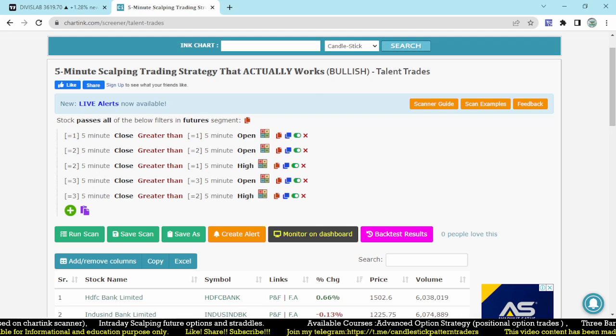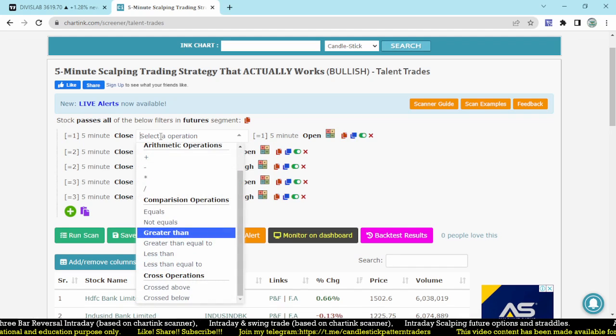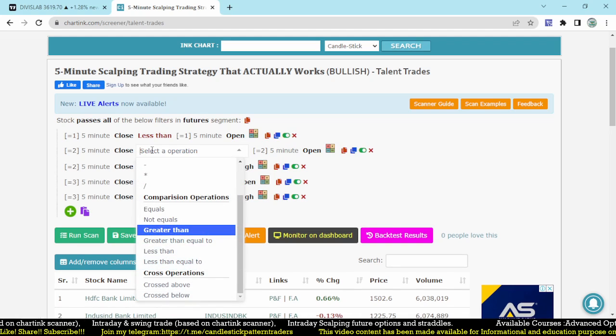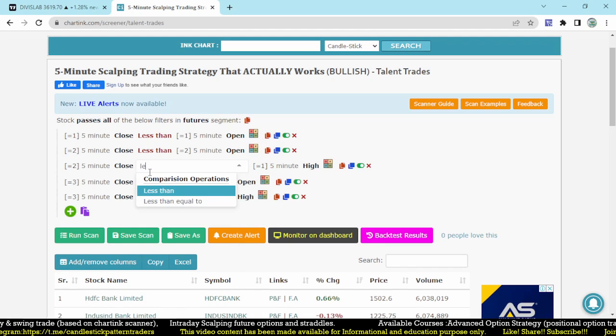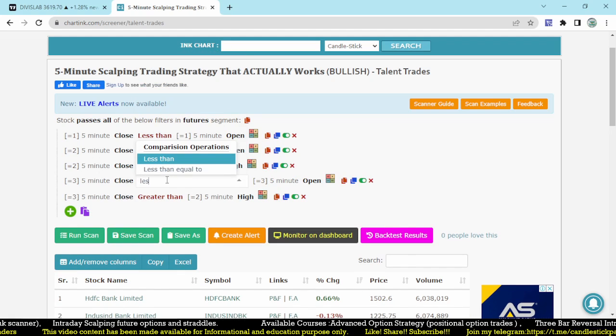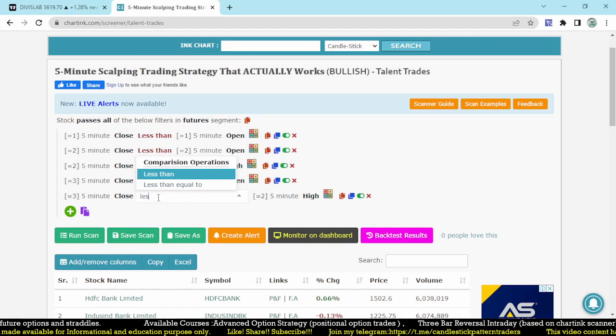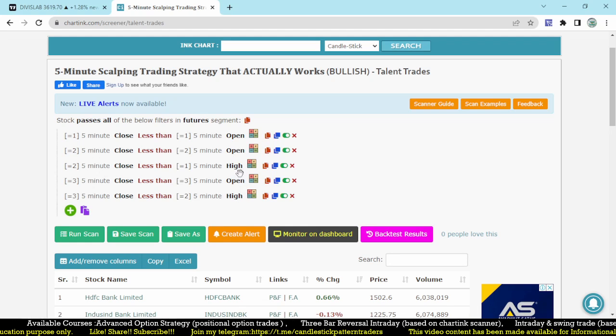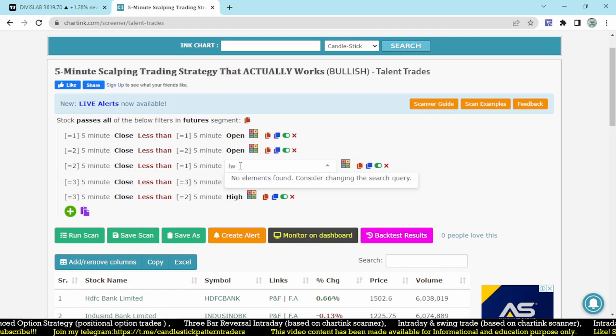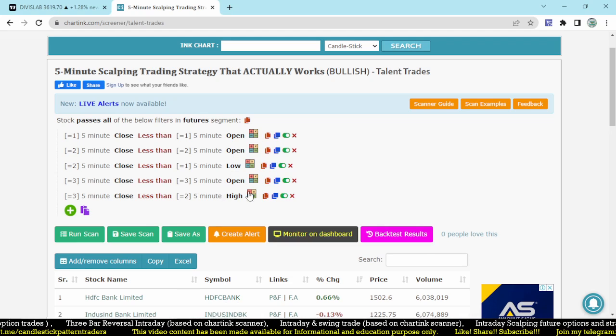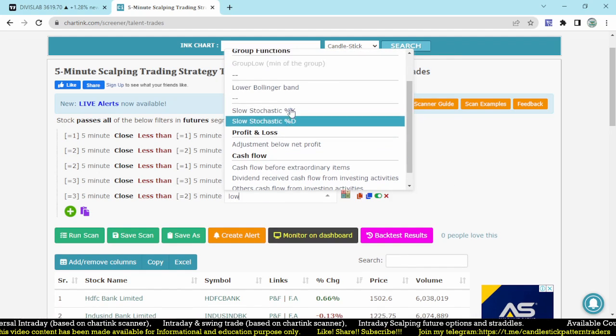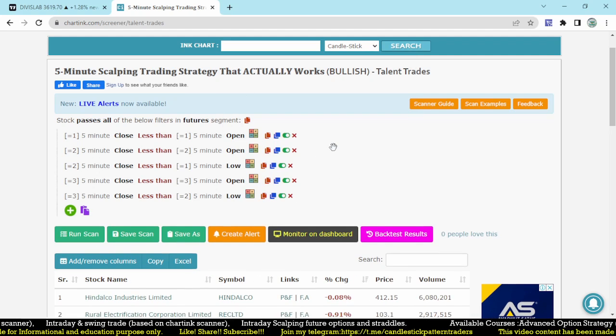And if I'm going to focus on the selling side, what I'm going to do here is the same thing, only the close must be less than. All the conditions we are going to change, it must be less than. And a small change: instead of high we are going to change to low. So here we are going to change the low. If I run the scan, you get it.